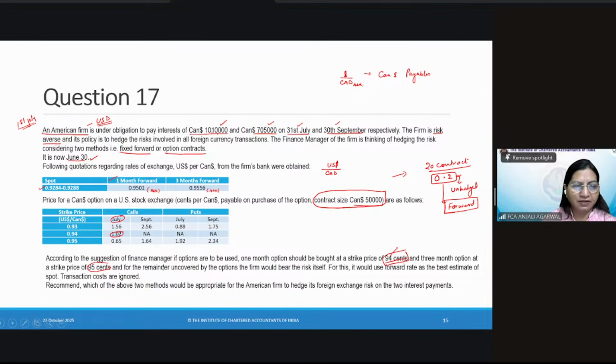Transaction costs are ignored. So recommend which of the two methods will be appropriate for the American firm to hedge the foreign exchange risk on the two contract payments. Okay, so I have explained the question to you. After the break, when you come back, we will solve this, right? So you can go for your 10 minutes break.